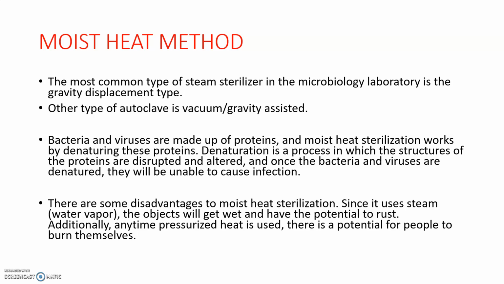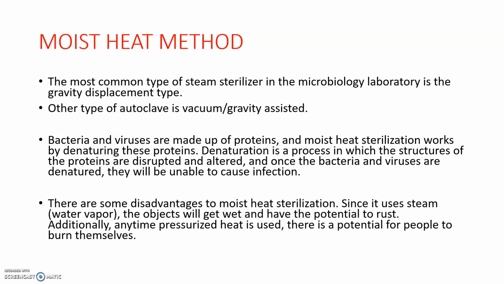This autoclave and other methods that I will discuss later come under the moist heat method. The mode of action is mainly that bacteria and viruses are made up of proteins, and moist heat sterilization works by denaturing these proteins. Denaturation is the process in which the structures of the proteins are disrupted and altered. Once the bacteria and viruses are denatured, they will be unable to cause any type of infection.